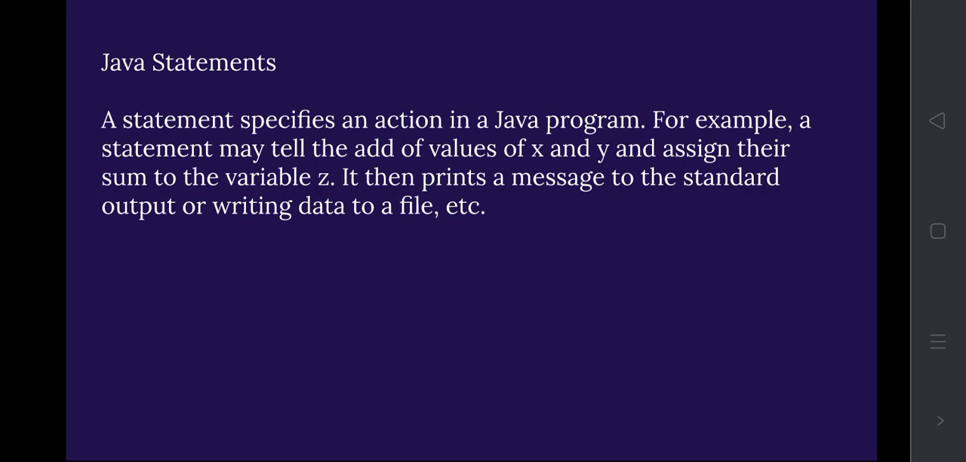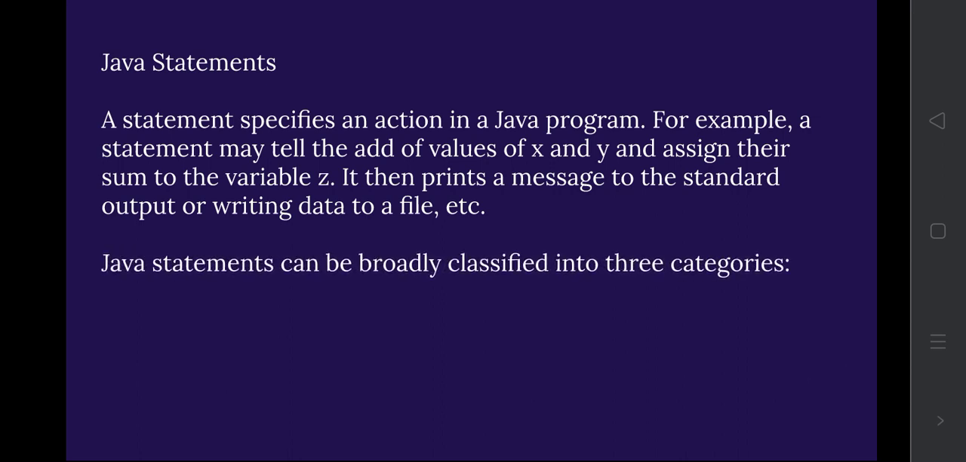Let us define a statement. A statement specifies an action in a Java program. For example, a statement may tell the system to add the values of x and y, or to assign the value of a variable to z. Sometimes it may ask to print a message and so on. So any command is given in the form of a statement. The statement has a meaning to the system, and the statement ends with a semicolon.